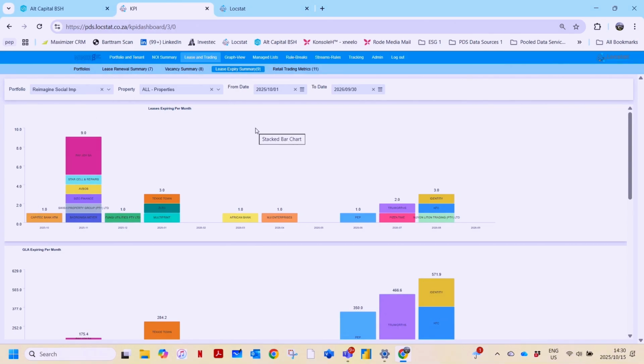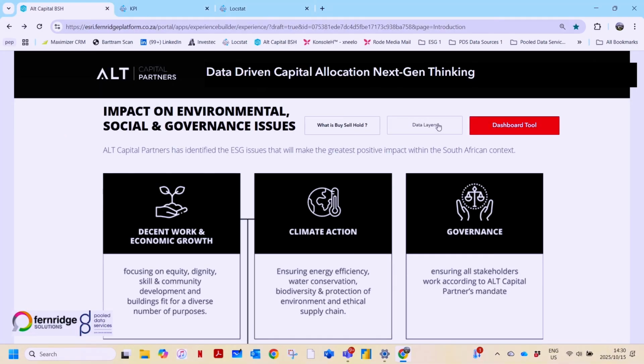This is looking, as an example, at your lease expiry summary. So what leases are coming up, and in which months, and that looks at per month, and then we can look at it by GLA if you wanted to. So that's a very quick run through of what the team has built. Any specific questions on that? No? Wow, easy crowd. Okay.